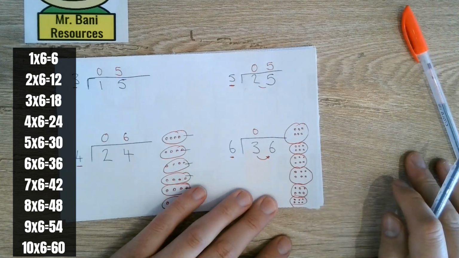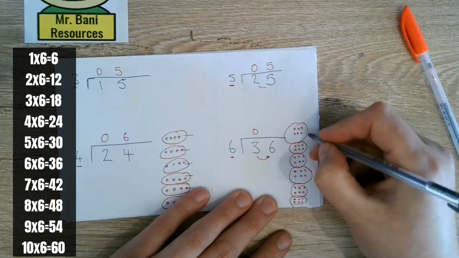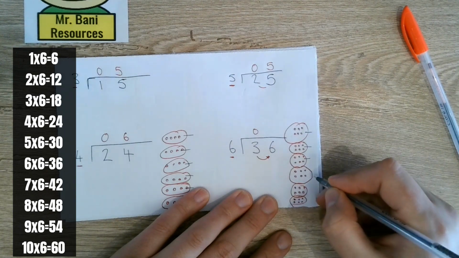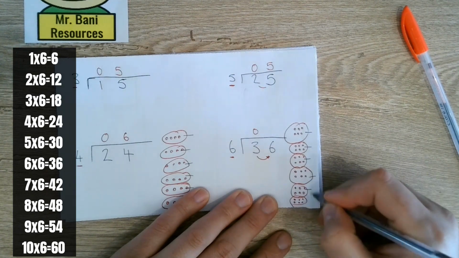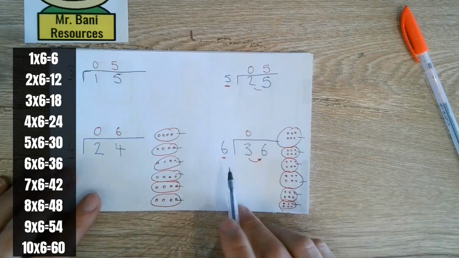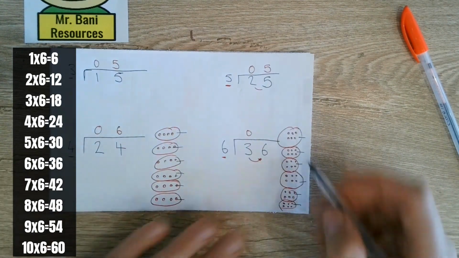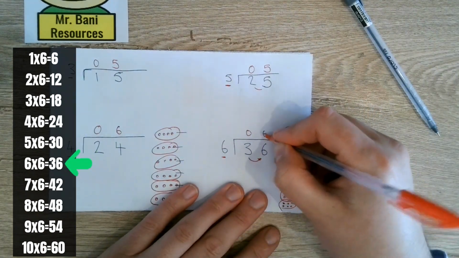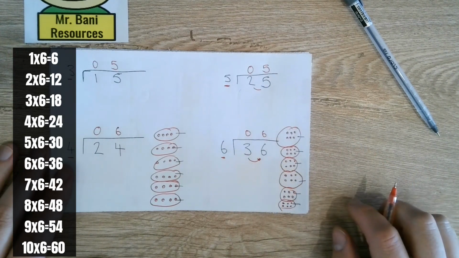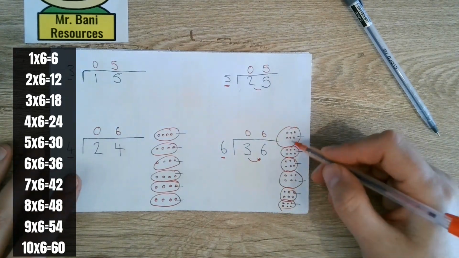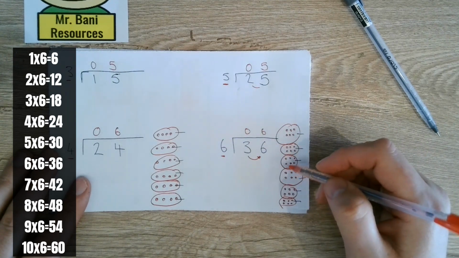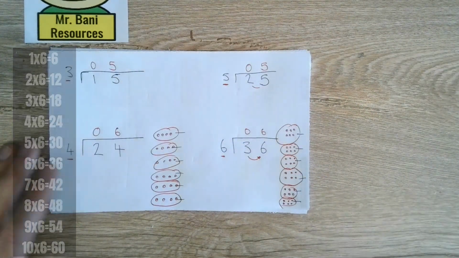So, should we count again? 1, 2, 3, 4, 5, 6. Okay, everyone, stop. Alright, so the answer is what? 6. Well done. 6 times 6 is 36. Exactly. Well done. And you can use this way if you need. Did that help using it that way? Good.